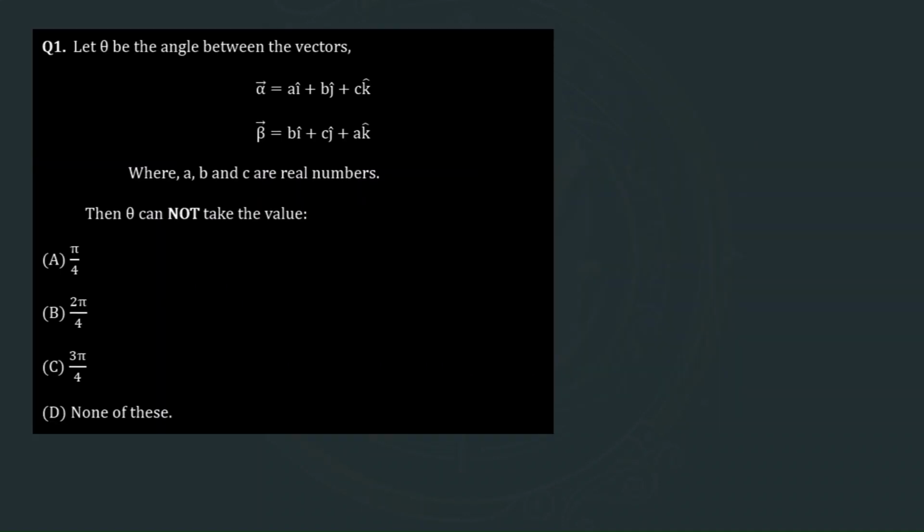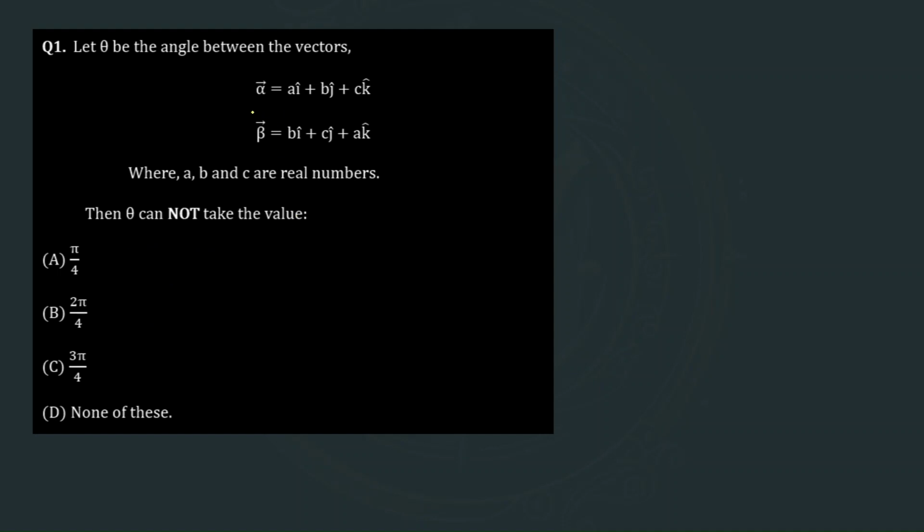The first question here, it says let theta be the angle between the vectors alpha and beta, where alpha and beta are given, okay, and a, b, c are real numbers. Then we have to tell what value of theta is not possible.